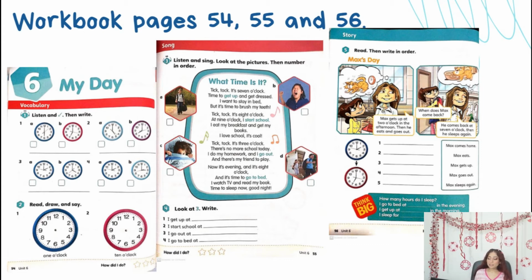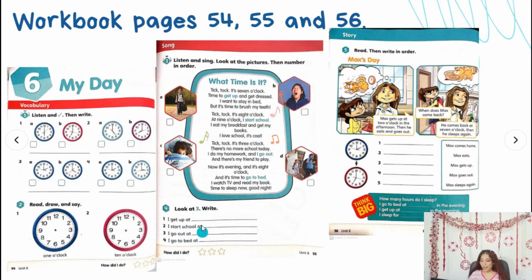Okay, activity 4 says, look at 3, the previous exercise. I get up at, and you are going to write the hour, okay? So you should find in the song, it says the time where she does this, or he, it's a boy or a girl. I don't know. Because in the picture we have boys, girls, and I don't know. So I get up at, and you're going to write, oh, it's 7 o'clock, time to get up. So I get up at 7 o'clock.